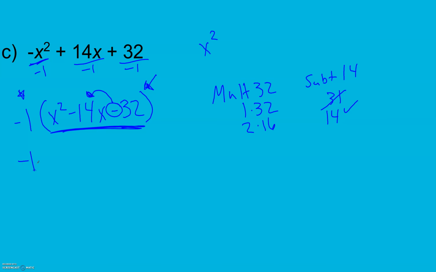So here, I keep that negative 1. It still has to be a part of my expression. To multiply to x squared is x and x. Since I found the difference, my signs are going to be different. I check my values. My bigger number always gets the sign of the middle term. And here's the opposite. So I get negative 1 times x minus 16, x plus 2.